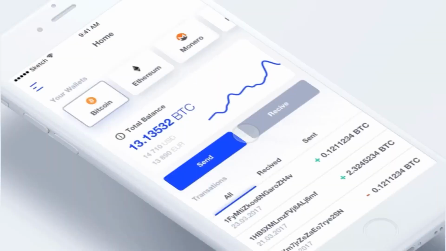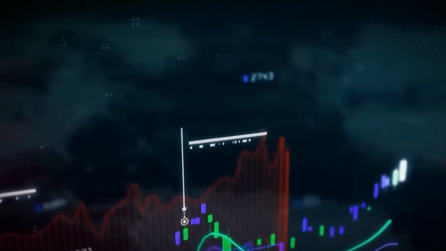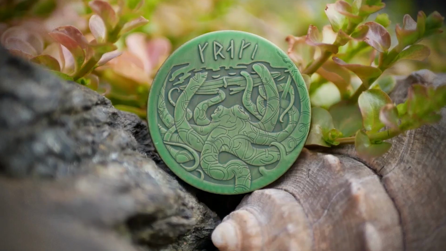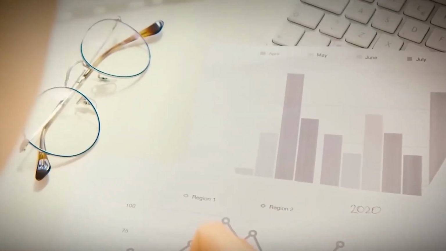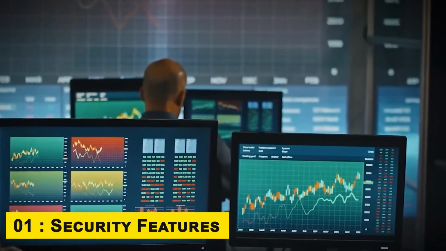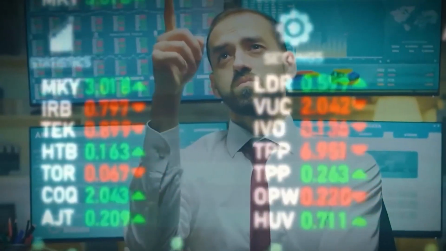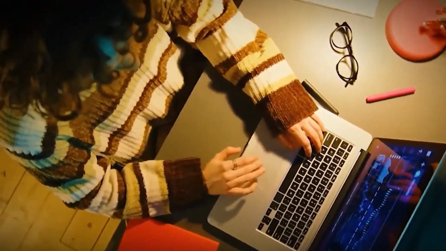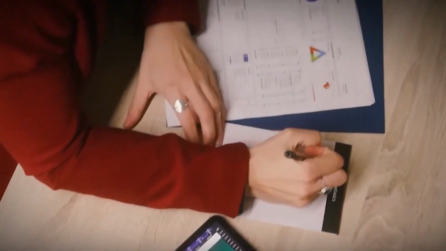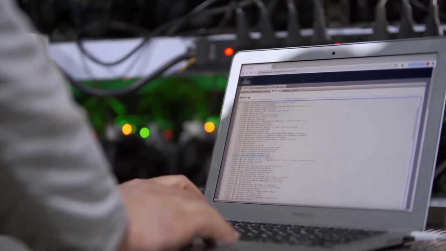Now that you have a basic understanding of cryptocurrency, the next step is to choose a cryptocurrency exchange. An exchange is a platform where you can buy, sell, and trade cryptocurrencies. Some popular exchanges include Coinbase, Binance, and Kraken. When choosing an exchange, consider the following factors. Number 1. Security features. Look for exchanges with strong security measures, such as two-factor authentication, 2FA, encryption, and cold storage for funds.